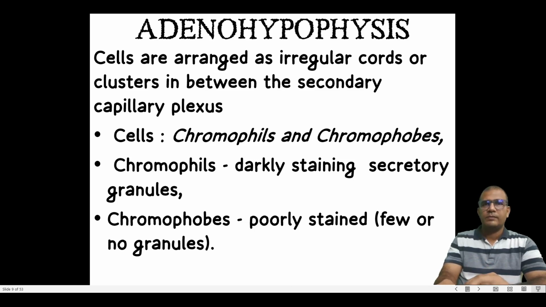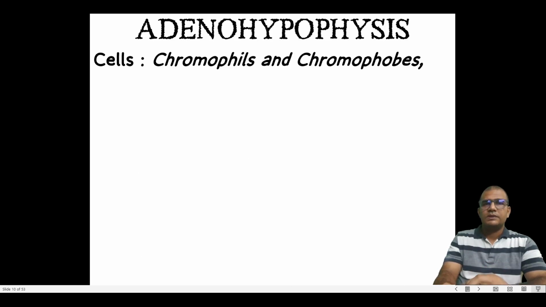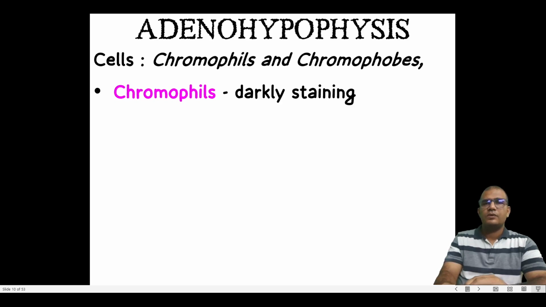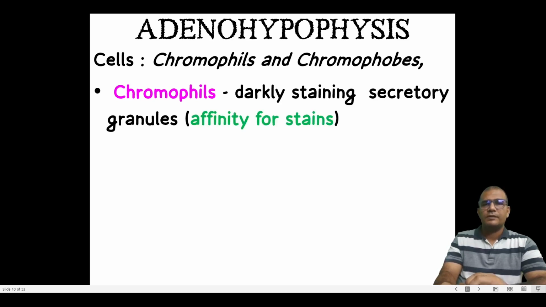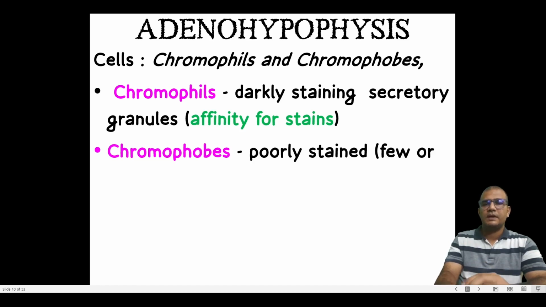What do you understand by chromophils and chromophobes? Chromophils are cells having affinity for the stains, and chromophobes are the cells having phobia of the stains. So again, we will discuss the important question: why are these called chromophils? Because they have affinity for the stain, and chromophobes have phobia of the stains.